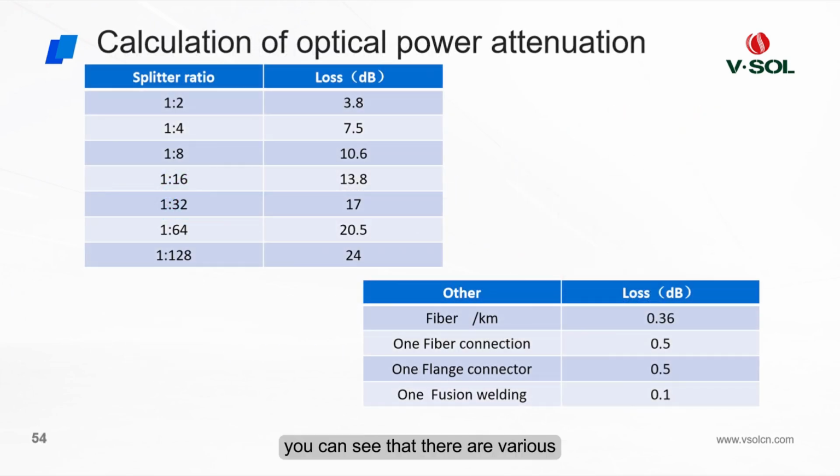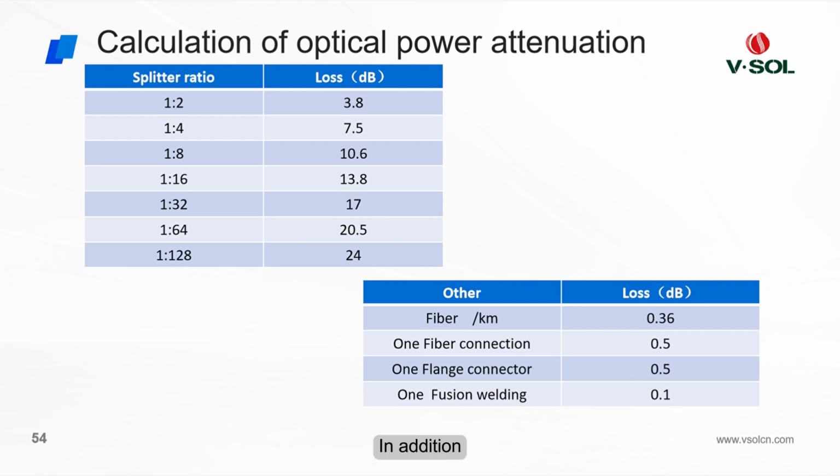From the table, you can see that there are various kinds of splitters with different splitting ratios. After splitting, the optical power will be reduced. For example, the old PON module send optical power is 5 dBm. When we use a 1:64 splitting ratio, the optical power will be 14.5 dBm.